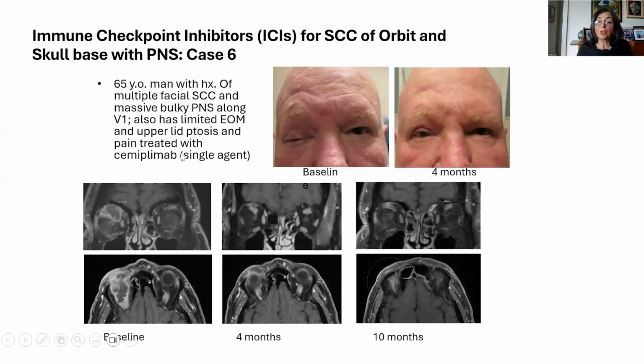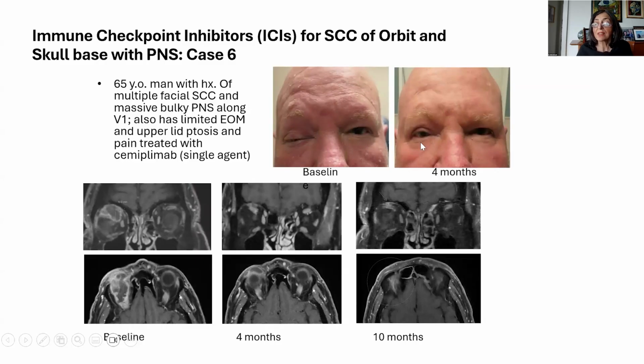But instead, this patient was treated with cemiplimab. Again, this is an immune checkpoint inhibitor. It's a PD-1 inhibitor that is approved in the United States for treatment of squamous cell carcinoma. And you can see his progress over time. After 4 months of treatment, this is an intravenous injection that's given typically every 3 weeks, you can see resolution of this mass over time. The mass has gone away.